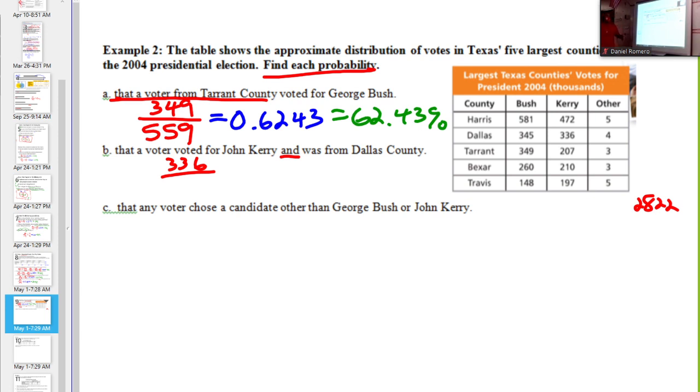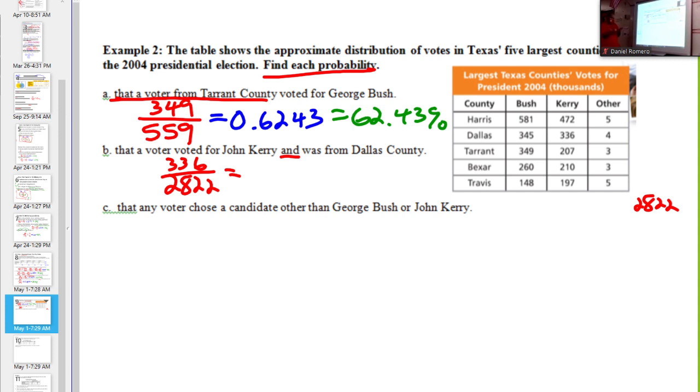You have to be able to understand what it's asking. This is saying that a voter voted for both of them. What's the probability they voted for both of them? Well, that's how many voted for both of them, but they just said a voter. So it's 326 out of 2822. Those are both even, so you're going to have to be able to reduce them. Remember, the calculator is only a tool.